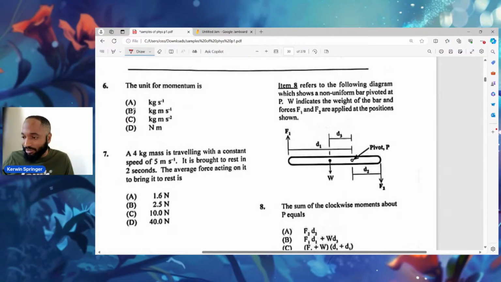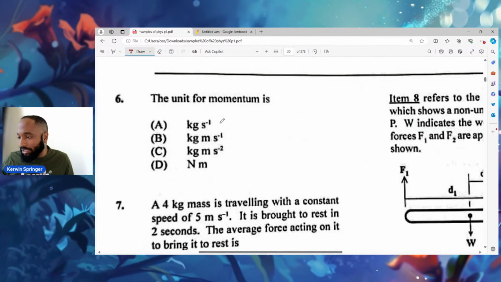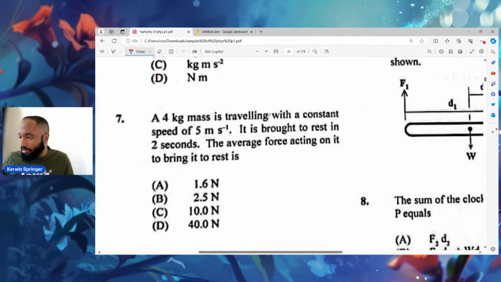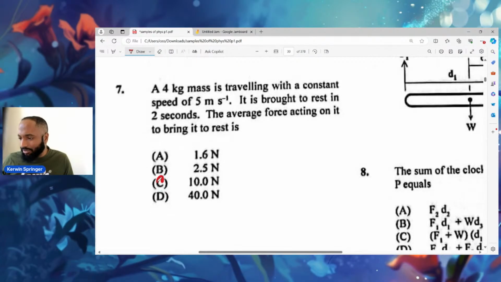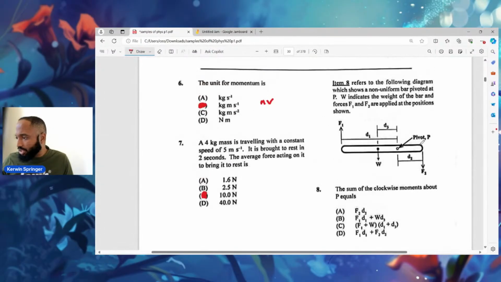Let me keep running. The unit for momentum. Momentum is the product of mass and velocity. So we want this one. That's a repeat. A 4 kilogram mass traveling at constant speed is brought to rest. I think we got 10 for this last time. Was it 10 we got for this? That's a repeat. We just did that.